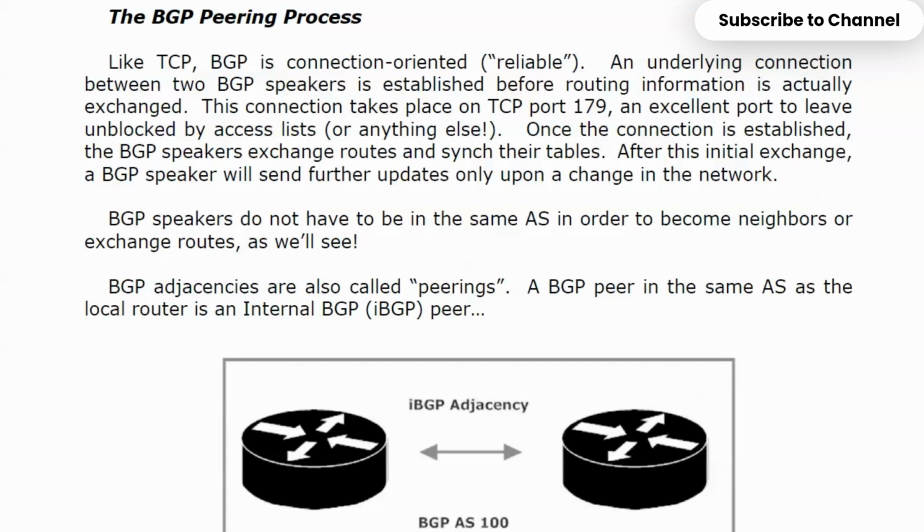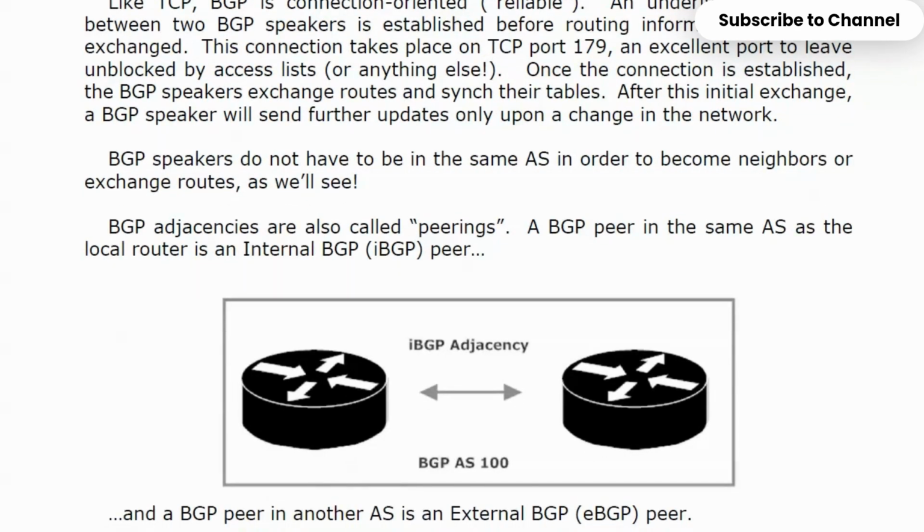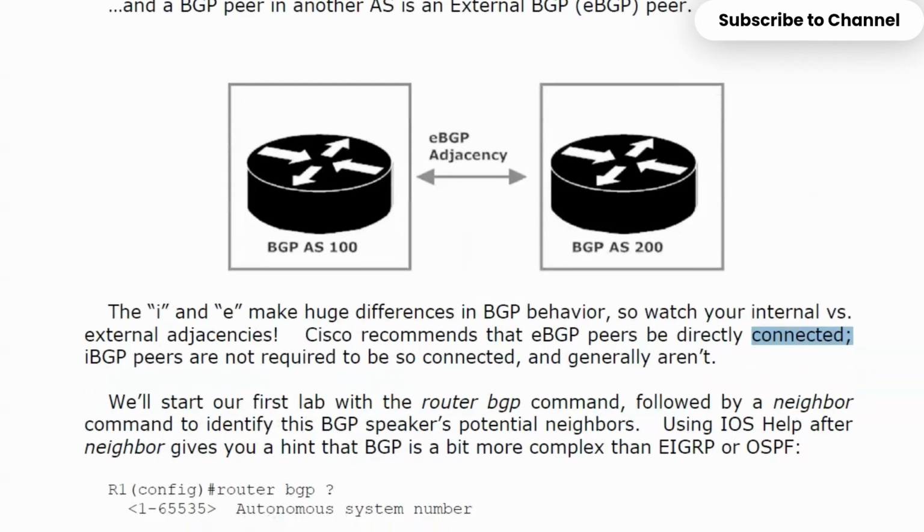We have two different kinds of peerings, and this is what you've got to watch. Our adjacencies can be internal or external. A BGP peer in the same AS as the local router is an internal BGP peer, just like we see here on the board. Both routers are in AS 100. That's an IBGP adjacency. And a BGP peer in another AS is an external peer. Makes perfect sense, nothing difficult there at all.